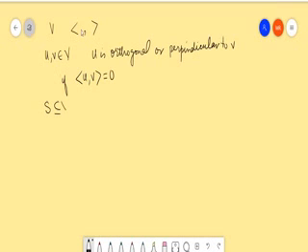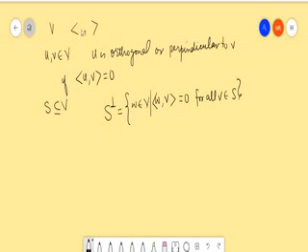Now let S be a subset of the vector space V, and we define this set, which is the set of all elements W belonging to V such that ⟨W, V⟩ is equal to 0 for all V in S. That is, in this set, we have all elements of V which are perpendicular to this set S. Now, using the properties of scalar product, we can see that this is a subspace of V, and we call it the orthogonal space of S.